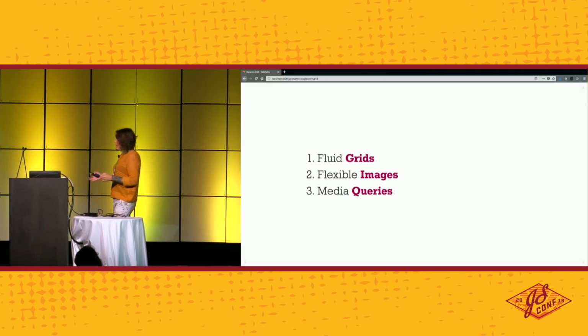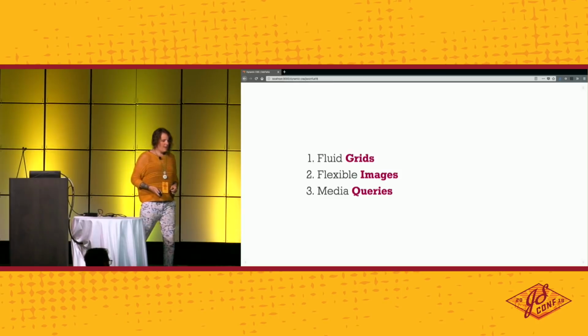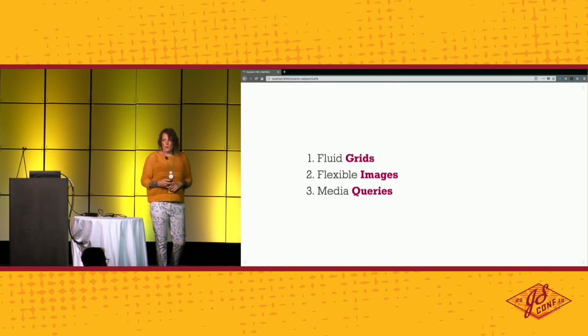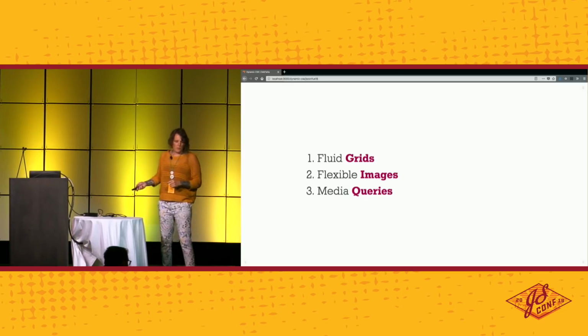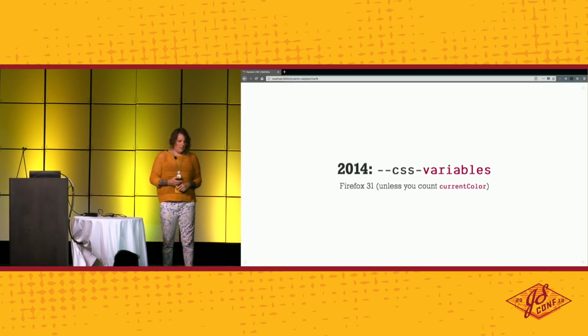So responsive design said we're going to use fluid grids, flexible images, and media queries to manage how the flow changes at different size screens on different devices. That was a new idea, putting all that together. It's interesting, media queries were available much earlier, but nobody was really paying attention to them until Ethan wrote that article.